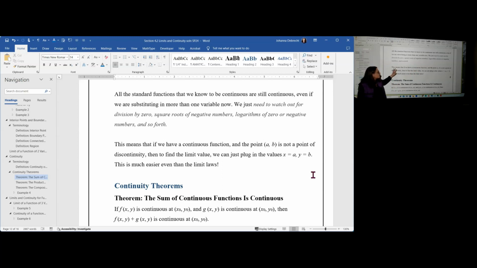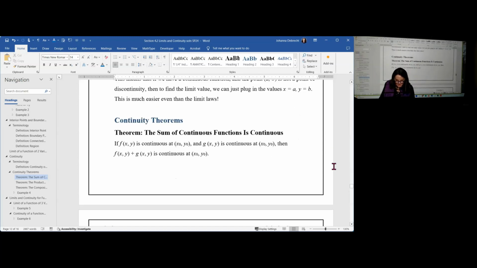This means that if we have a continuous function and the point a b is not a point of discontinuity, then to find the limit value, all we have to do is substitute in the values. In other words, I'm now giving you the justification for the method we used to evaluate the limits earlier. This is much easier than those limit laws.